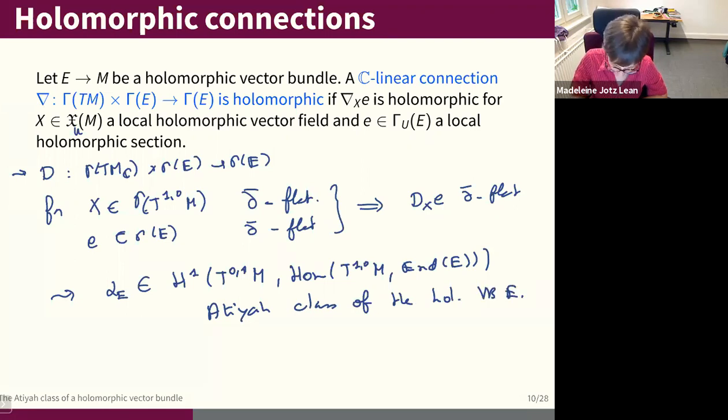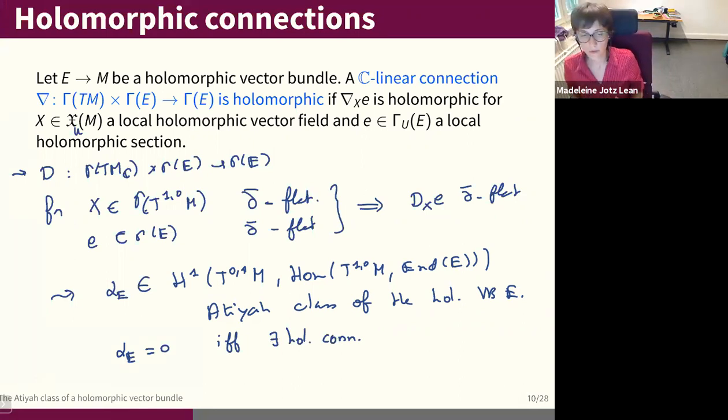And what Atiyah defines vanishes if and only if there exists a holomorphic connection, right? And the construction is really as before. If it vanishes, then any connection will have this curvature form I define be D over Hom, and then you correct it and you get your holomorphic connection. Okay, so we have a very similar situation.